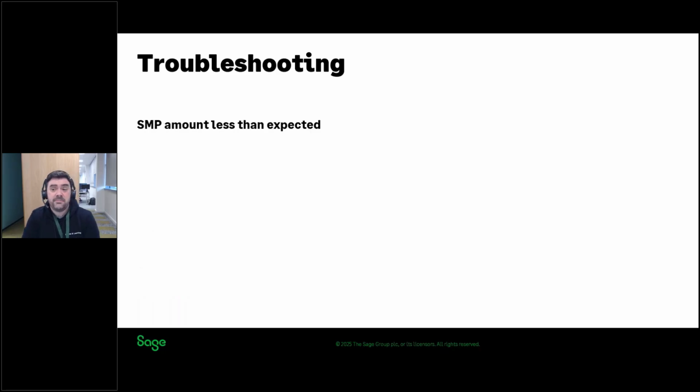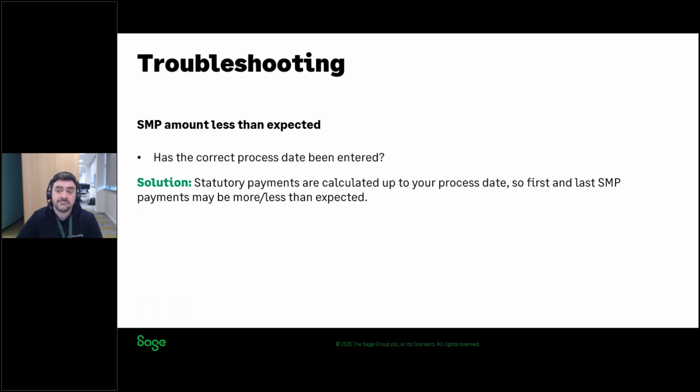The other issue some people come across is that the SMP amount is different to what they're expecting. First thing to check on that one is your process date. So have you entered the correct process date for this period? Is it the date the employee is being paid? If not, change it to the correct process date, but also be aware that statutory payments are calculated up to that date.